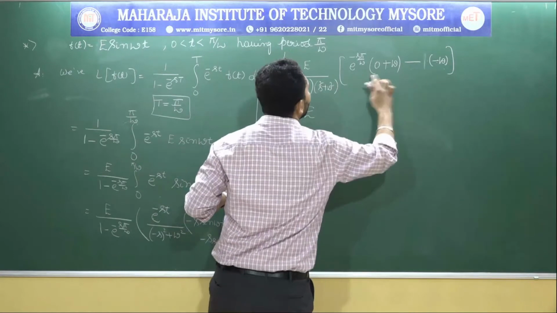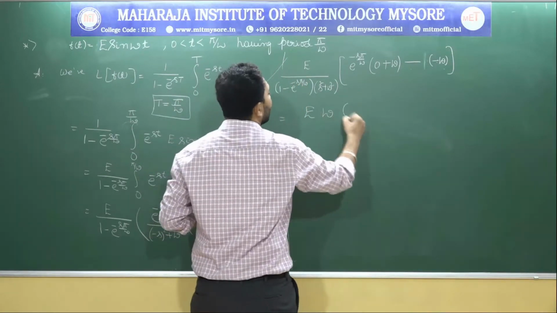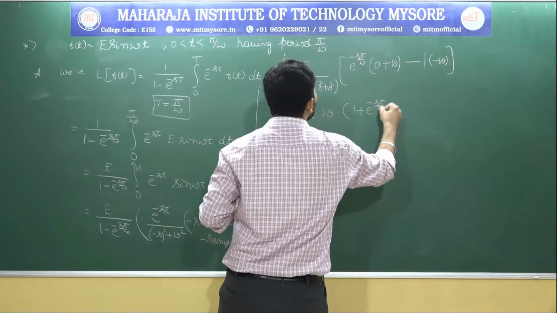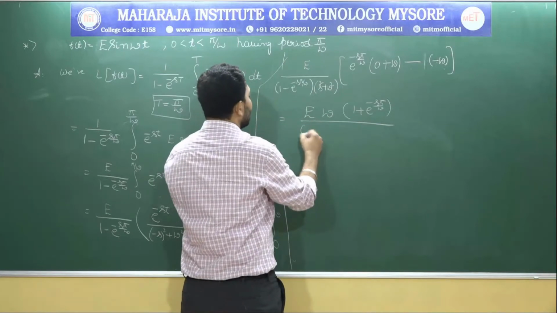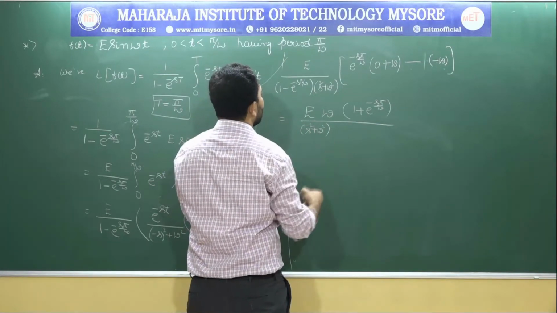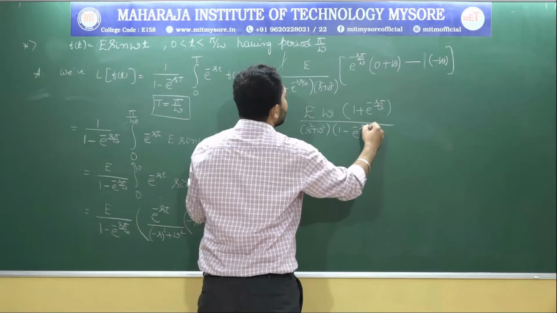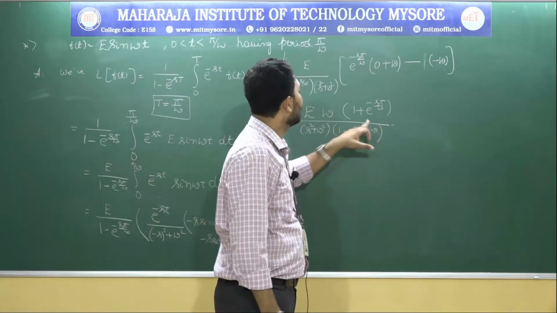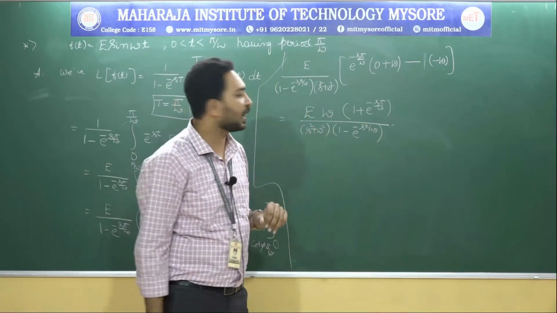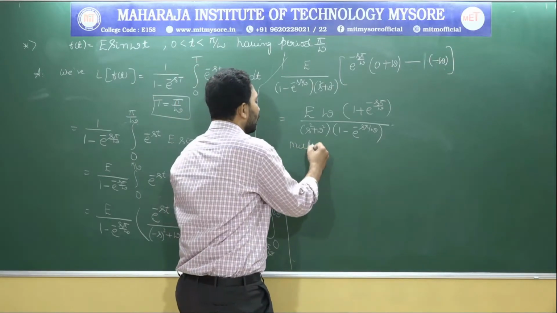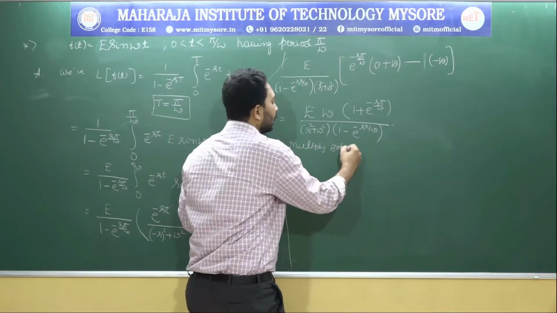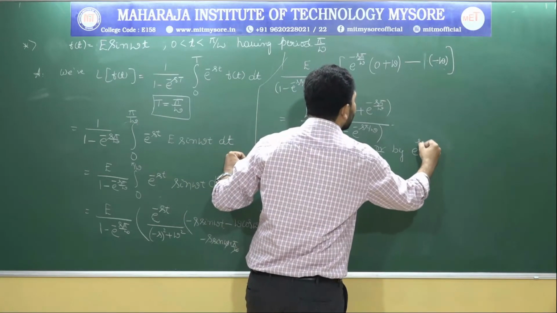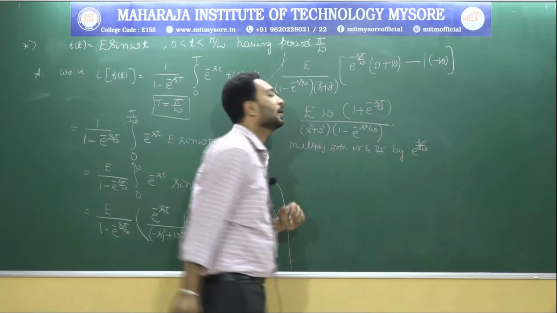So I can take omega outside, will remain with minus into minus plus, it is 1 plus e power minus s pi by omega, overall divided by s square plus omega square into 1 minus e power minus s pi by omega. But actually we don't have any formula to solve this. So multiply numerator and denominator by e power s pi by 2 omega.